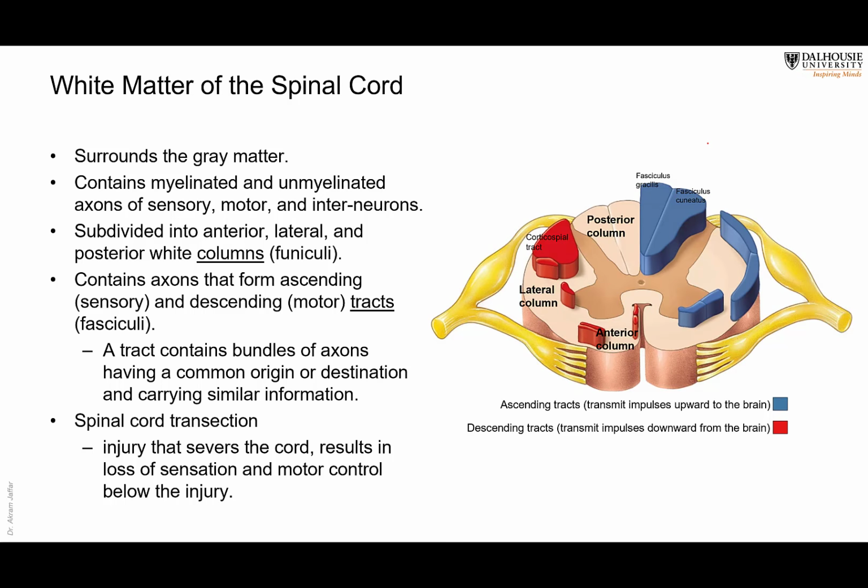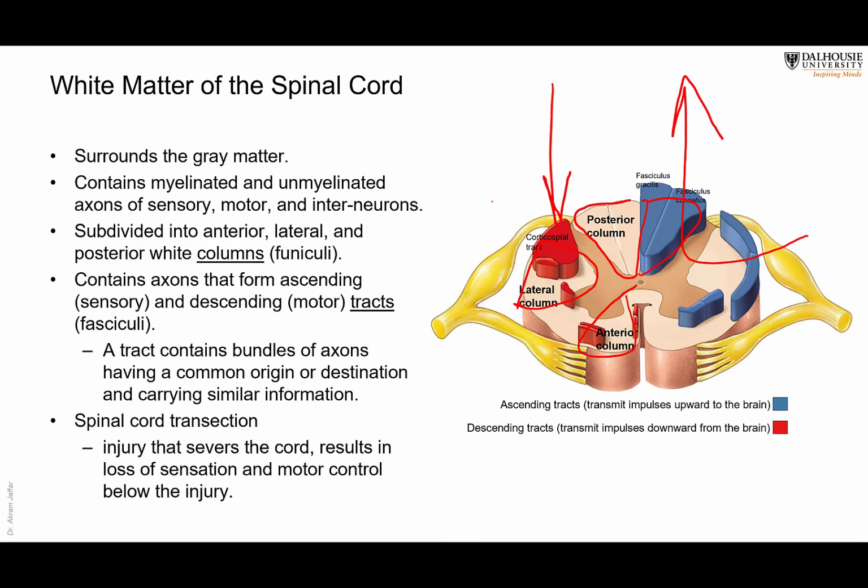Now the white matter is divided into 3 columns. We have, this is the posterior column on one side, this is the posterior column on the other side, and then we have anterior column and lateral column. So we have posterior, lateral, and anterior columns of white matter. White matter means myelinated axons. These axons can be either ascending or descending.